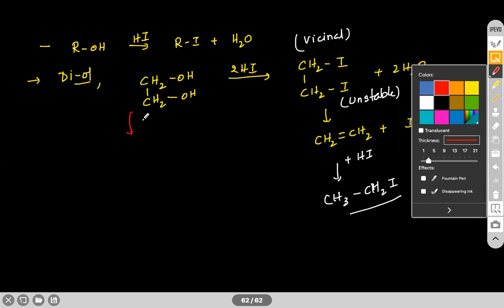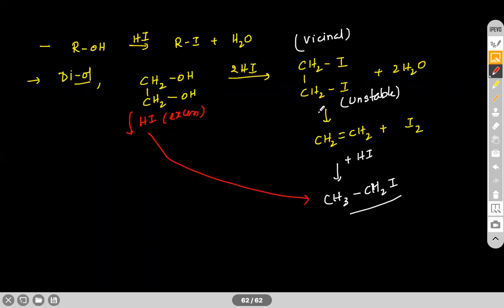If I take excess of HI here, then what happens? We will end up getting this molecule directly. You won't get the vicinal halide, meaning the path of the reaction is this. Obviously this molecule converts into this via this route, right? But eventually you'll get this.